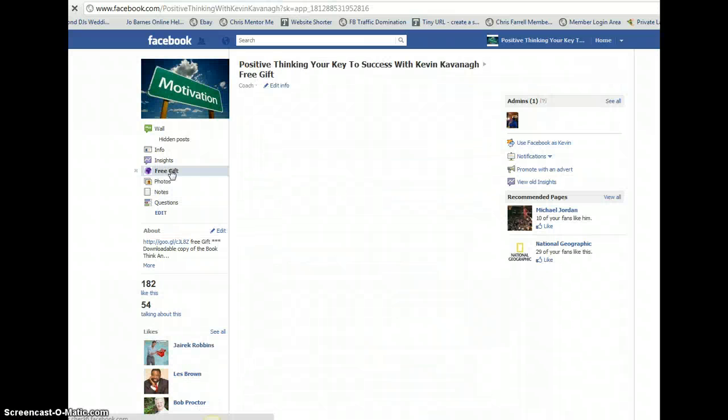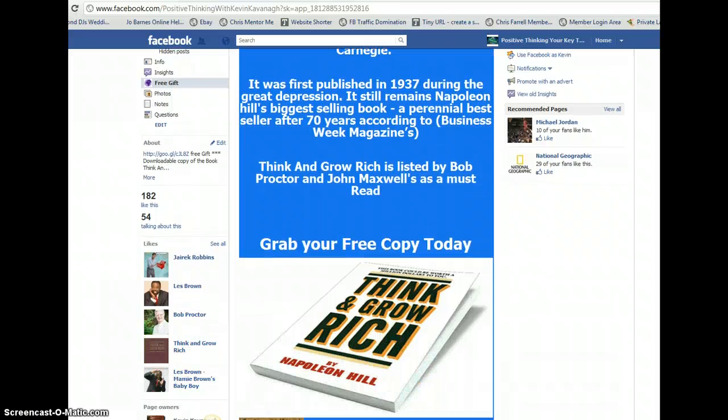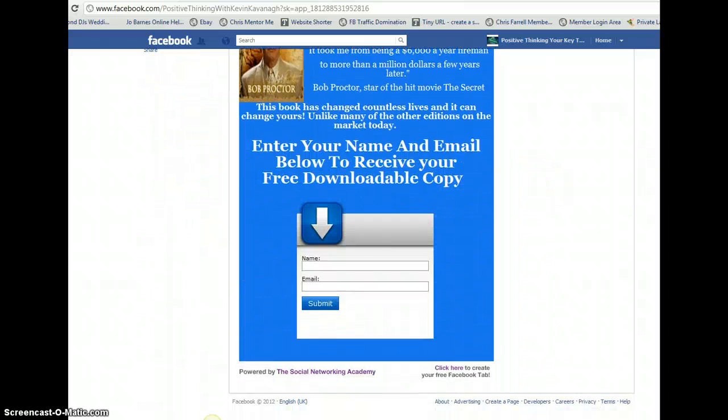This is the magic of Facebook. It's going to bring them directly to this page here, and what I wanted to do was give them a free offer, something of value, and they can get themselves a copy of Think and Grow Rich here. So that's the first page, and they put their name and email address in there.